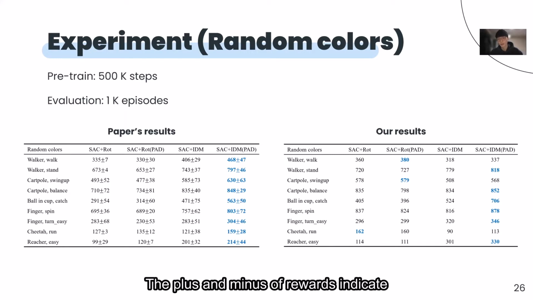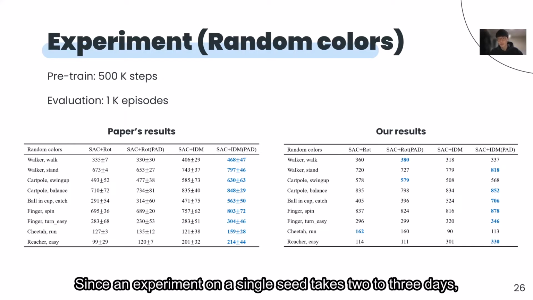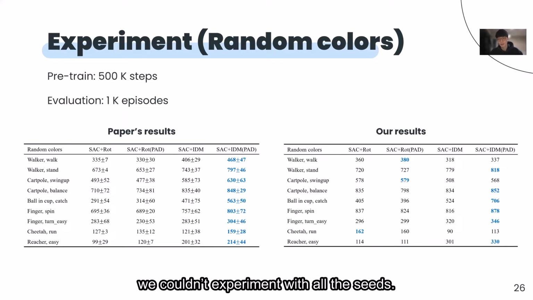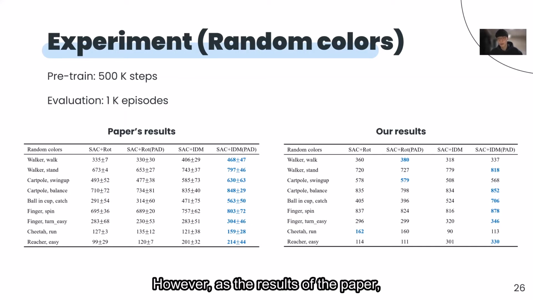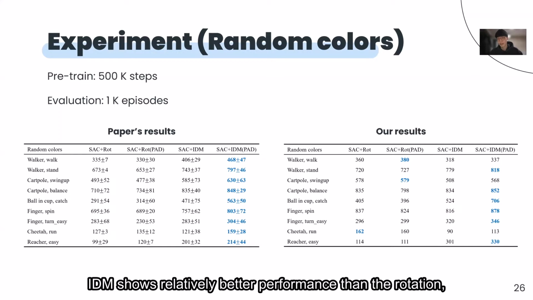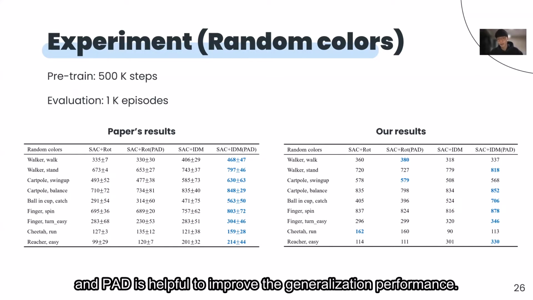The plus and minus of rewards indicate the mean and standard deviation for 10 seeds. Since an experiment on a single seed takes 2 to 3 days, we couldn't experiment with all the seeds. Therefore, there are some numerical differences in rewards. However, as in the result of the paper, we could observe that IDM shows relatively better performance than the rotation, and PAD is helpful to improve the generalization performance.